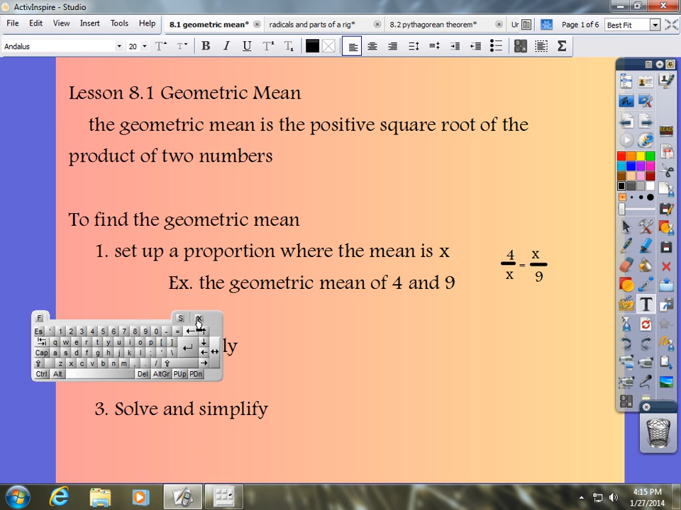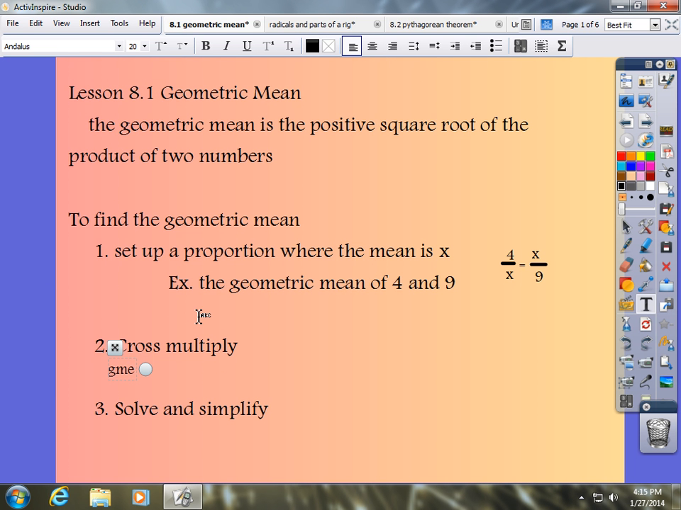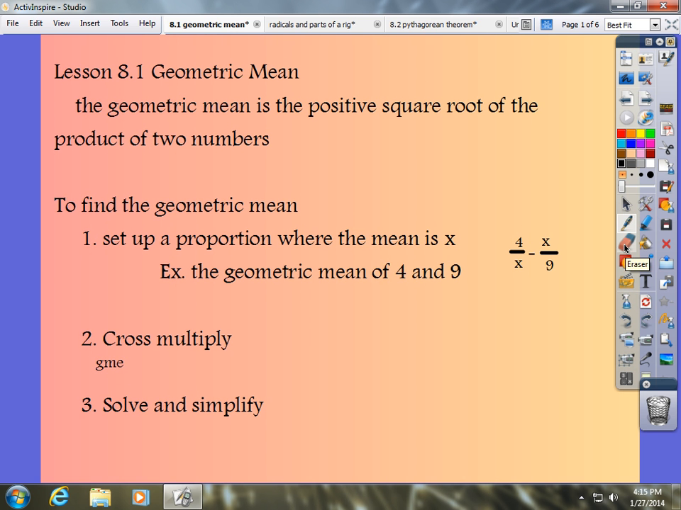Okay, class. This lesson, lesson 8.1, is on the geometric mean. The geometric mean is the positive square root of the product of two numbers. Okay, that says a lot, but we're looking for square roots, which is why I had y'all do that, practicing radicals, and it's the product of two numbers.